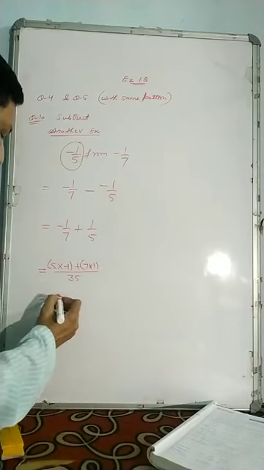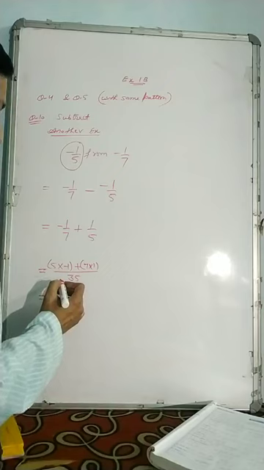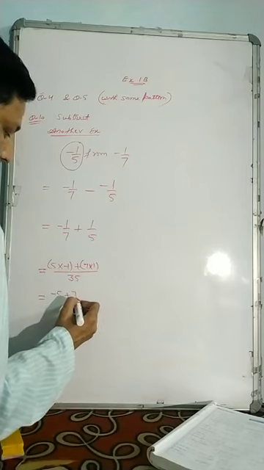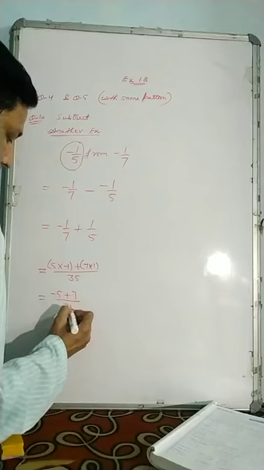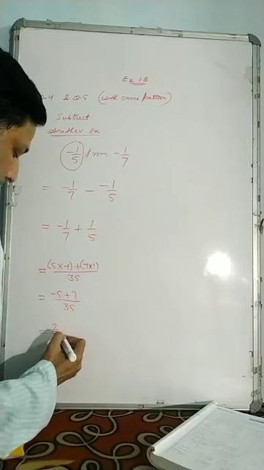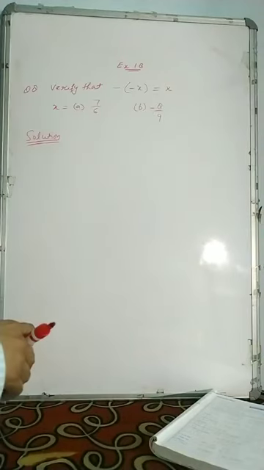Now here after multiplying, we get minus 5 plus 7 upon 35. Here we get, after subtracting, 2 upon 35. That is the answer. Now moving on, question number 8.